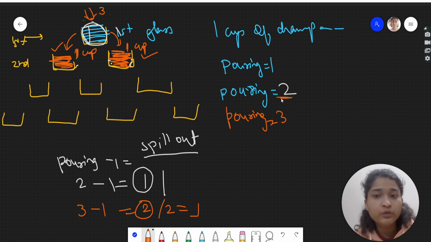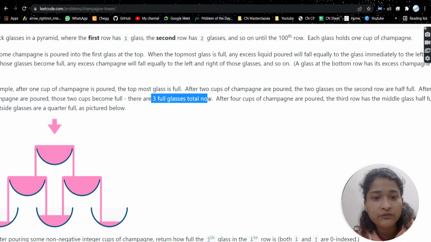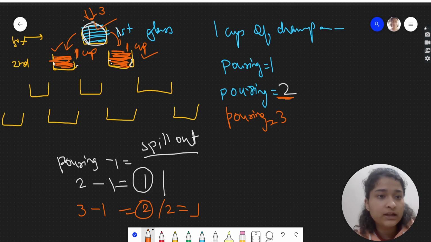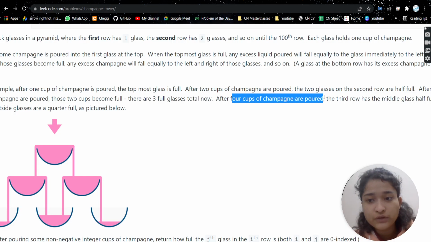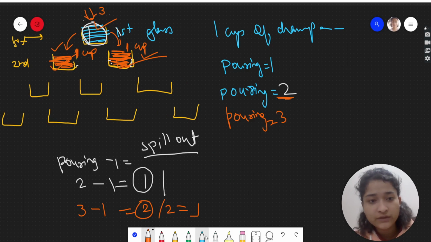When we poured 2 cups, then they were half, if you remember. Now we are pouring 3, so now they have become full. So there are 3 full glasses total now. This is 1 full glass, this is 1 full glass, and this is 1 full glass. So there are 3 full glasses now. After 4 cups of champagne, now let's see what happens when we pour 4 cups of champagne.